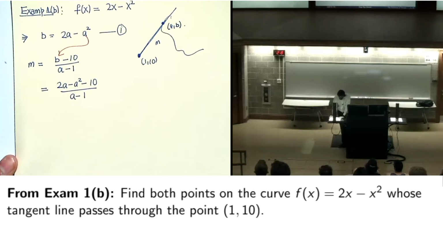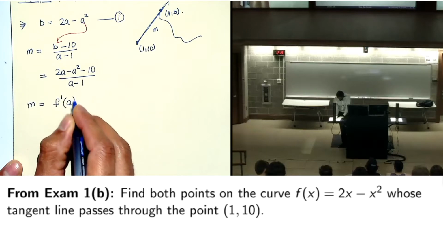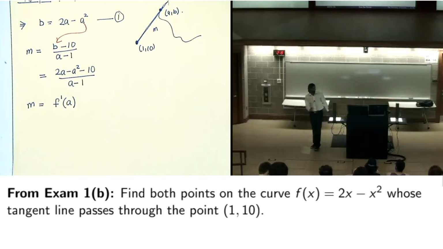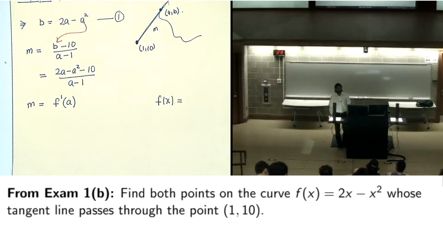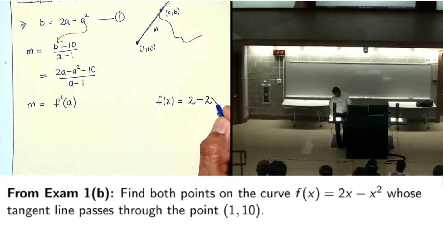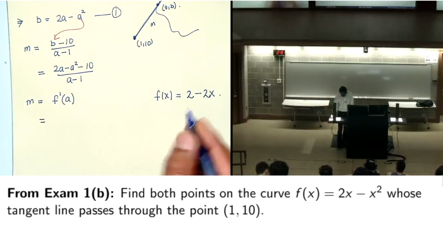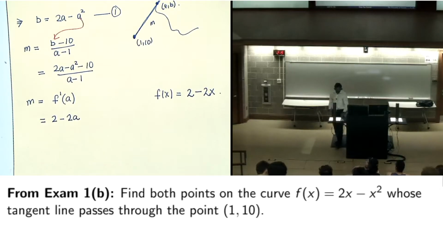Another way of computing the slope is, this is the same number, m is equal to the derivative of the function evaluated at a, evaluated at the x coordinate of the point. So, the derivative of the function evaluated at the x coordinate of the point. What is the derivative of the function if you differentiate? Anyone? Your input is precious. What is the derivative of this function? It's going to be 2 minus 2x. Good. If I plug a here, it's going to be 2 minus 2 times a. Is that okay? So these are the same number.